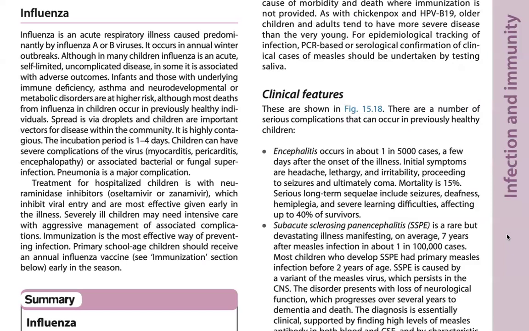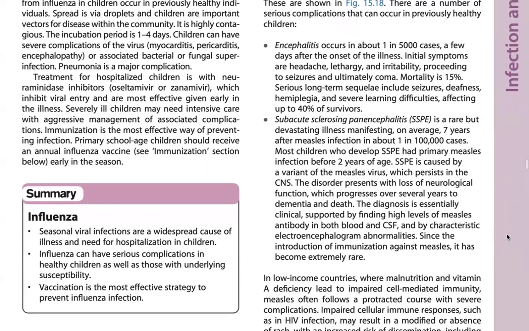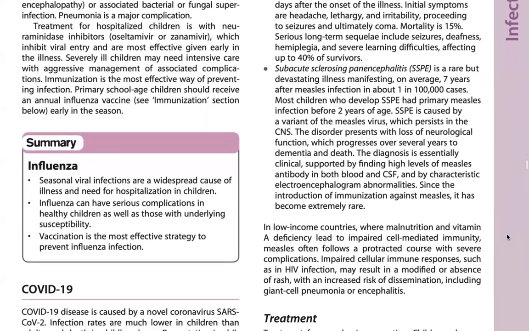Immunization is the most effective way of preventing infection. Primary school children should receive an annual influenza vaccine. Summary, influenza: seasonal viral infections are a widespread cause of illness and need for hospitalization in children. Influenza can have serious complications in healthy children as well as those with underlying susceptibility. Vaccination is the most effective strategy to prevent influenza.